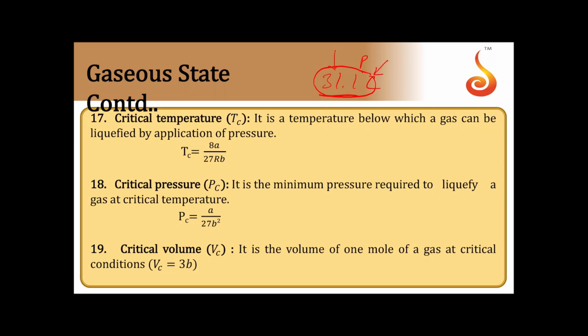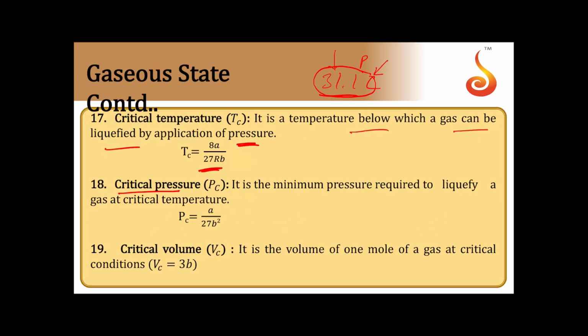So critical temperature is defined as the temperature below which the gas can be liquefied by application of pressure. In the case of carbon dioxide gas, we need to cool up to 31.1 degrees Celsius, and at that temperature, by applying pressure, it can be liquefied. It can be cooled further also, but at the temperature 31.1 and below, the gas can be liquefied, but above it the gas cannot be liquefied, whatever the pressure. That is defined as the critical temperature. Critical temperature of a gas is given by 8a/27Rb.